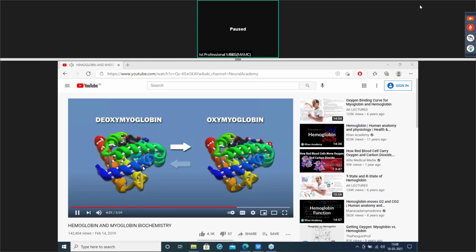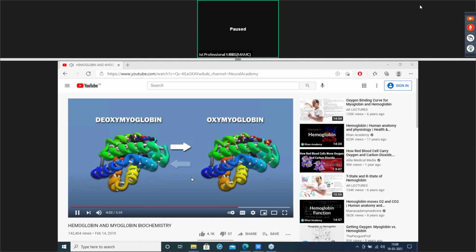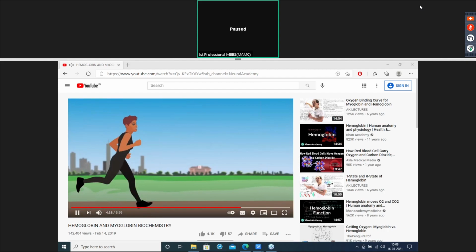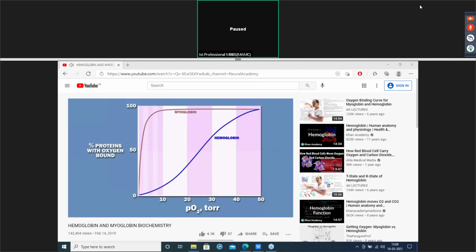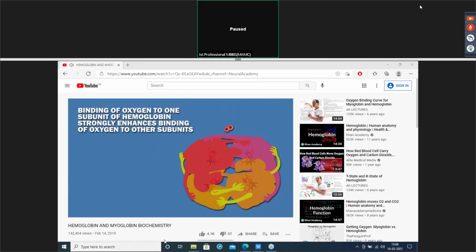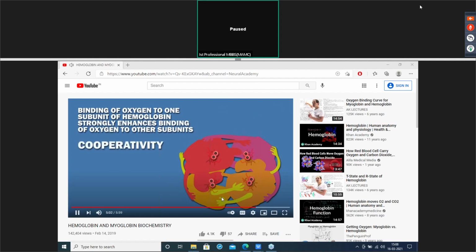So it acts as a storage molecule, whereas oxyhemoglobin acts as a transporter molecule. This is a sigmoidal shaped curve, whereas in the myoglobin it is hyperbolic curve. This is a cooperative type of a binding.